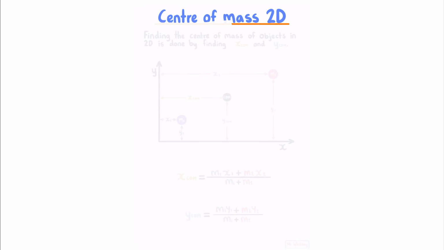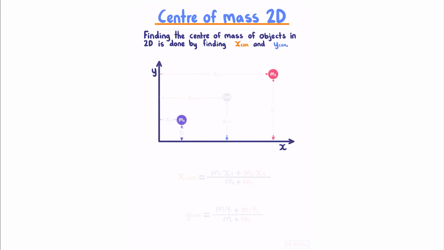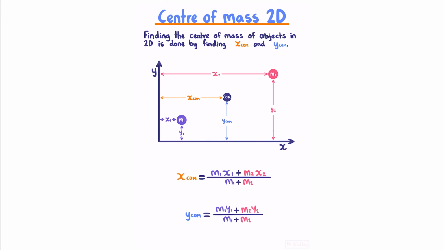Center of mass in 2D. Finding the center of mass of objects in 2D is done by finding xcom and ycom. So if we have our two masses, plotting them in a coordinate system, we have our x distances, and we have our y distances. Our center of mass has the same, and so we just use our familiar center of mass equation, but for x and y separately. Let's use this in an example.